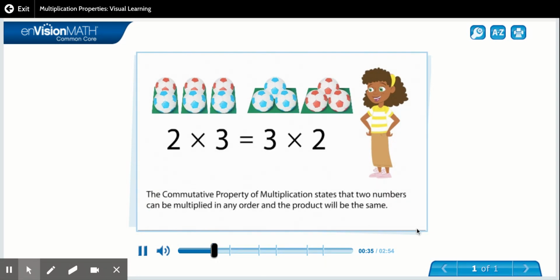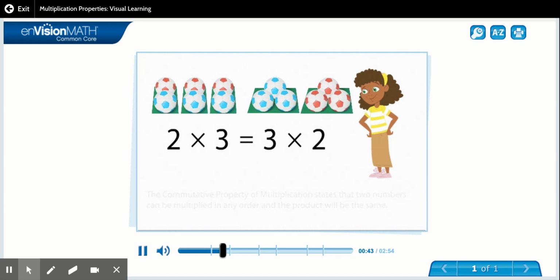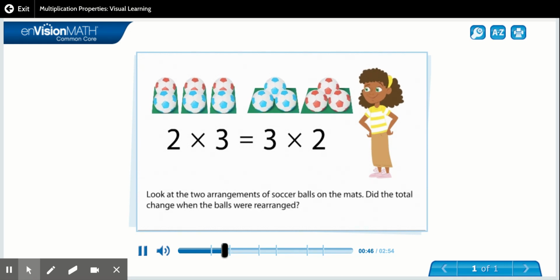The commutative property of multiplication states that two numbers can be multiplied in any order, and the product will be the same. Look at the two arrangements of soccer balls on the mats. Did the total change when the balls were rearranged?